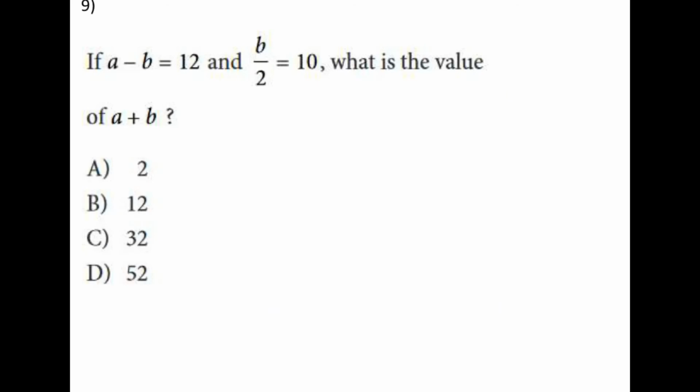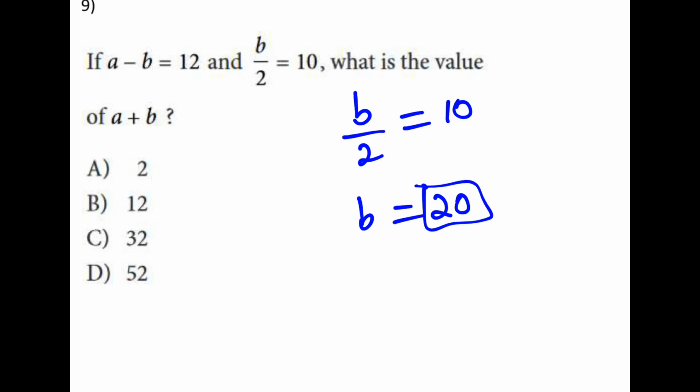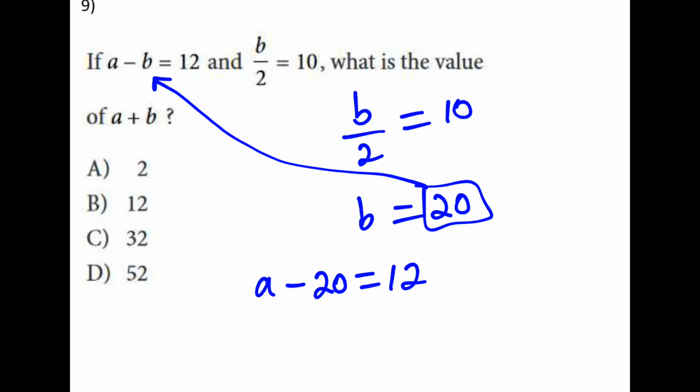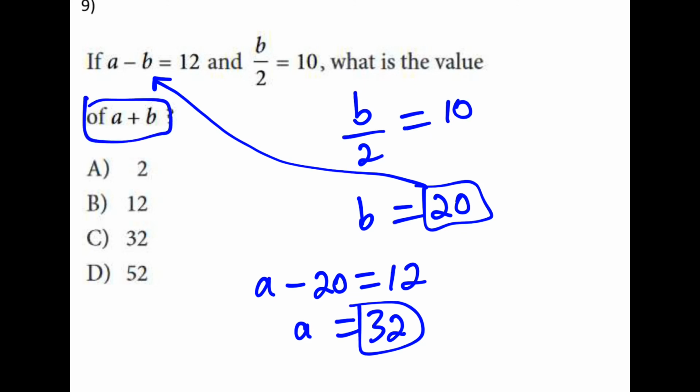Number 9 involves lots of small, easy operations that could go wrong if you screw them up in the slightest. I like to start here with b over 2 is equal to 10. If you double both sides, you get b is equal to 20, and that gives you an easy substitution. You can just plug in a 20 somewhere else. So if a minus 20 is equal to 12, well, add 20 to both sides, and suddenly you have a is equal to 32. Some of these have already showed up as answers or as partial answers, but they want to know what the value of a plus b is. 32 plus 20, 52.